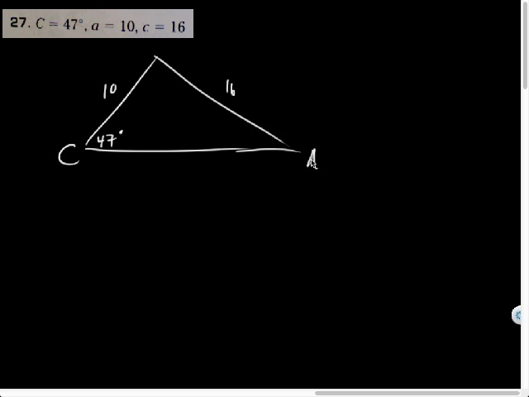So this is going to be my angle A. This is going to be my angle B. So it's not a 2-triangle situation. The way we would have figured that out is doing H is equal to 10 times sine of 47 degrees. Well, actually, no, I didn't even need to do that, because I could just say 16 is bigger than 10, right? Basically, my opposite is longer than the adjacent. So it's only 1 triangle.